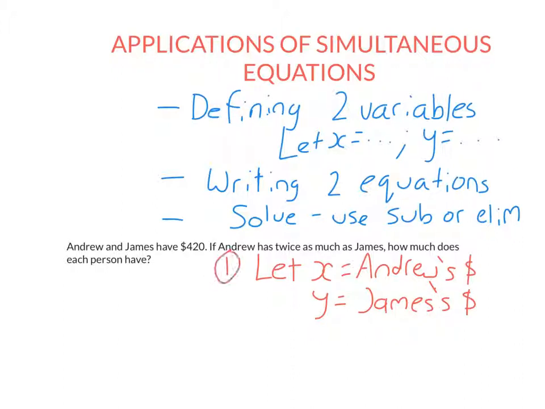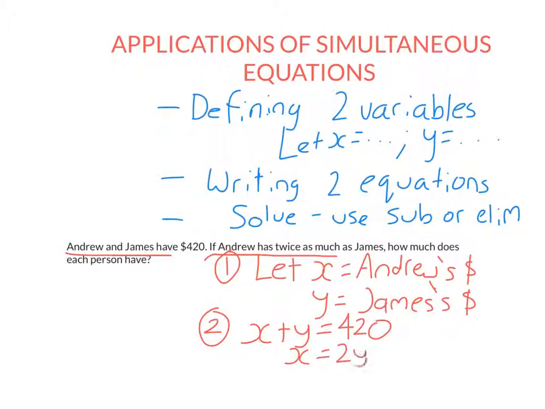The second step is writing two equations. So there's two bits of information. First bit of information, Andrew and James have $420. So Andrew's money plus James's money equals $420. So the next bit of information, Andrew has twice as much as James. So Andrew has 2 times as much as James, okay? That's the hard part of these questions, because you know how to solve this. This is very easily solved using the substitution method.